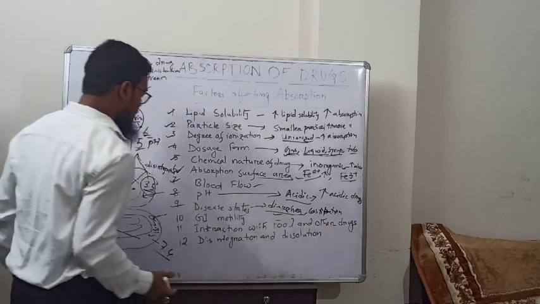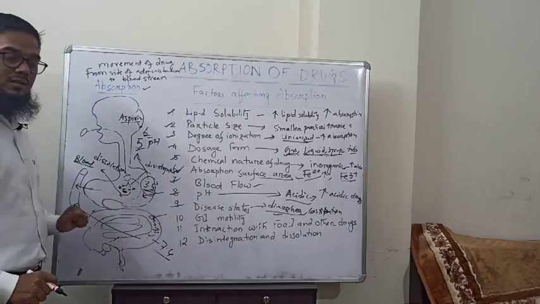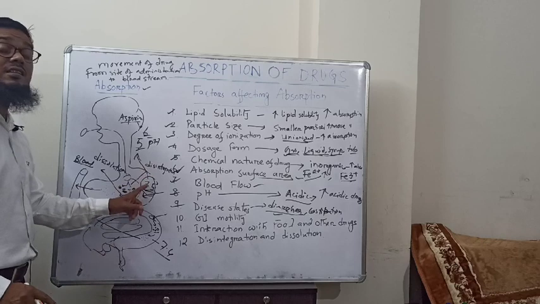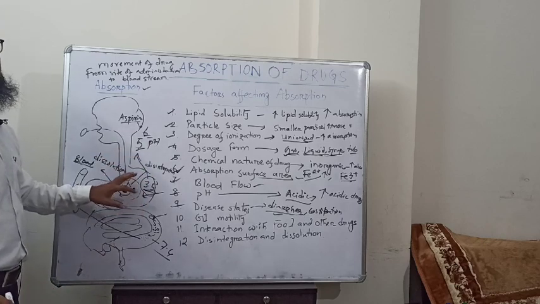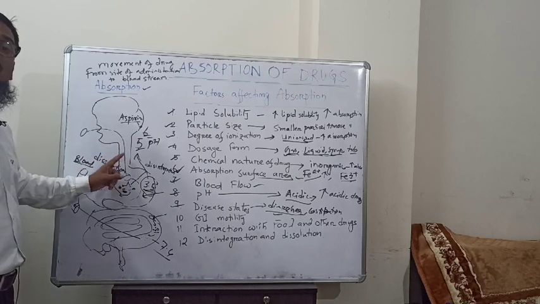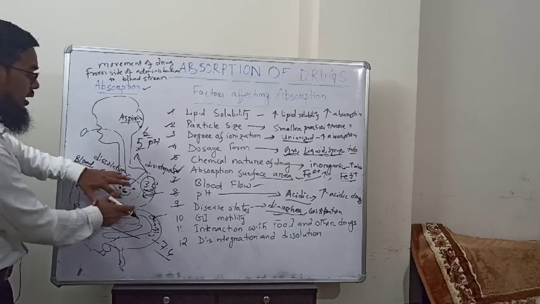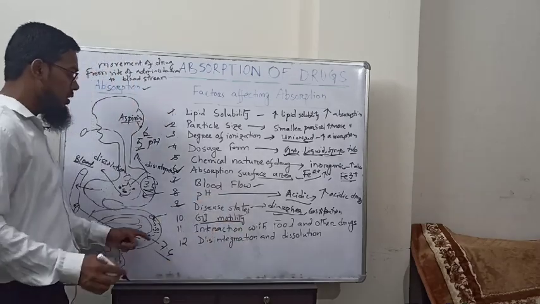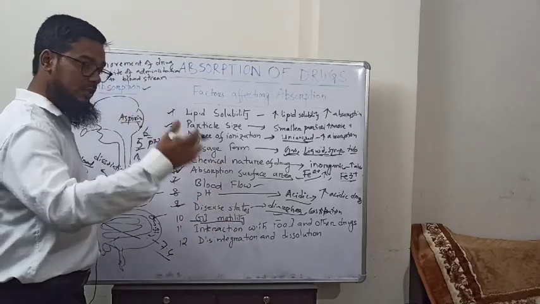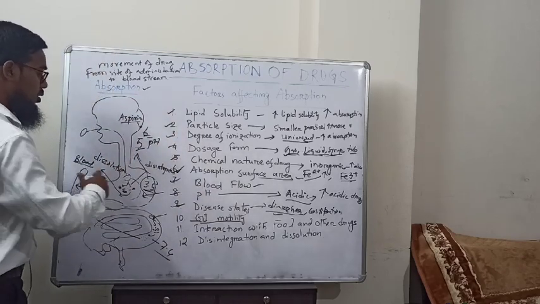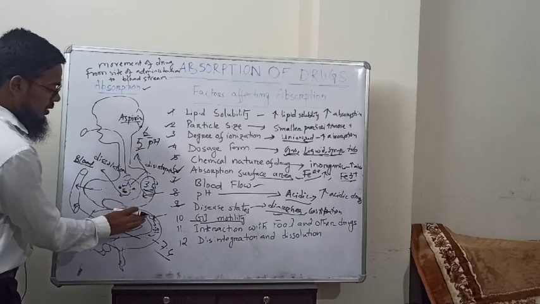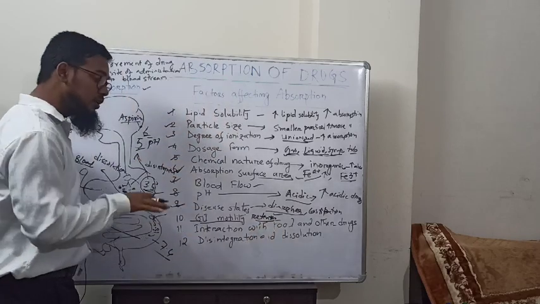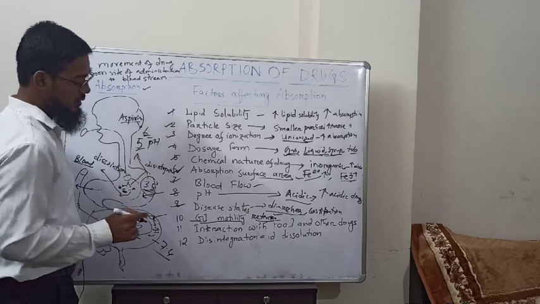What happens in constipation? Gastric motility will decrease, the movement of our GIT will decrease. Then, if the drug is in tablet form, the breakdown of the drug will decrease and the absorption will decrease. But if the drug is in liquid form, then it will stay more time and absorption will increase. That is the disease condition. Next, GI motility, which we already discussed. If gastrointestinal motility is increased, the drug retention time is less, the drug will be retained for less time, and absorption will decrease.